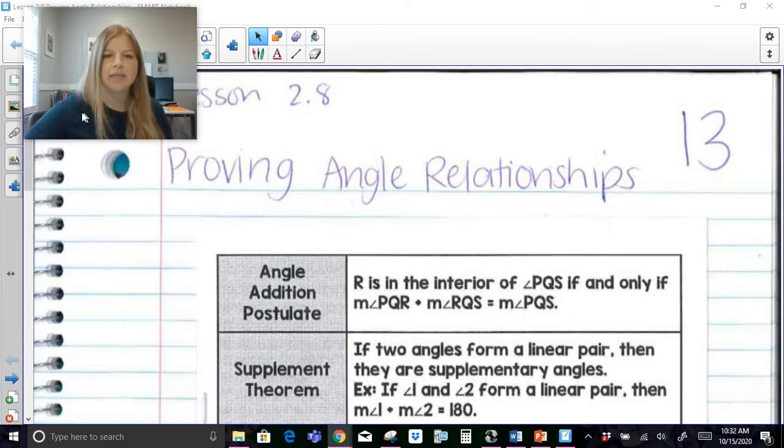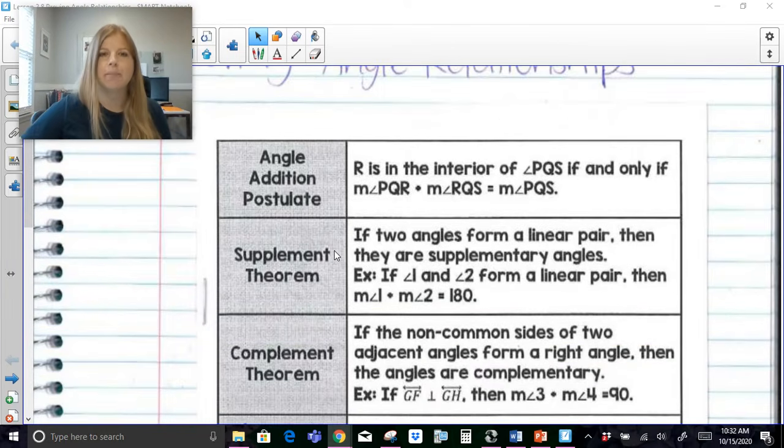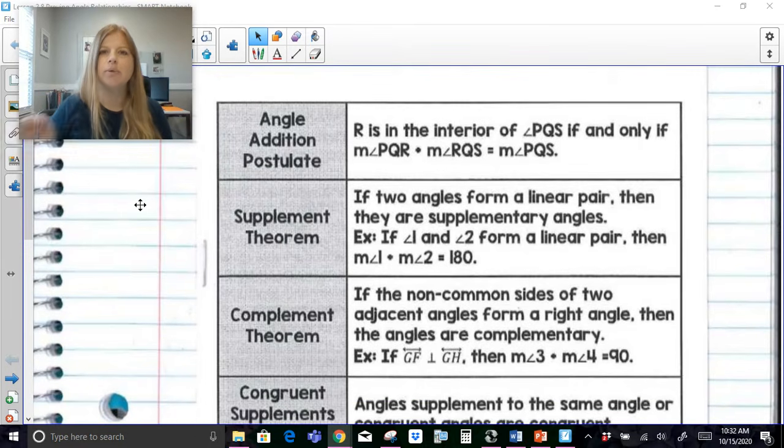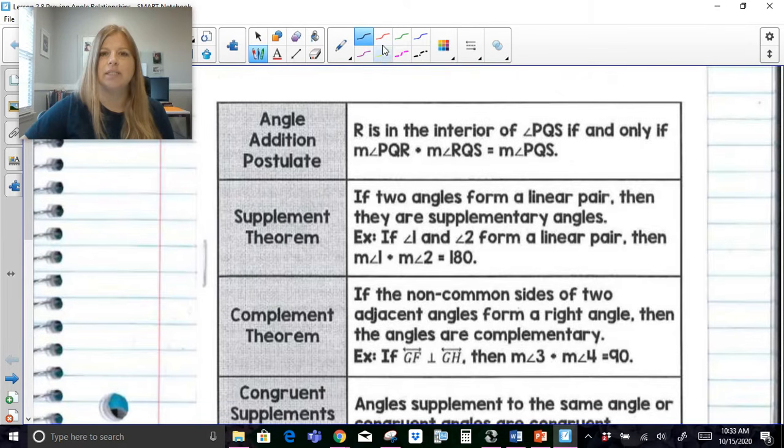So the first one here is the angle addition postulate. Previously we talked about the segment addition postulate, where if you have a segment with a point that's in between two other points, then you can say that the two parts are equal to the sum of the whole. The same thing is true for an angle addition postulate. So it says if R is in the interior of angle PQS, I'm actually just going to make a little sketch here. Okay, so PQS.